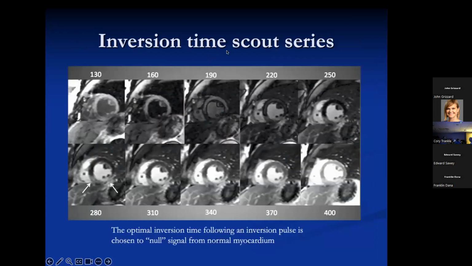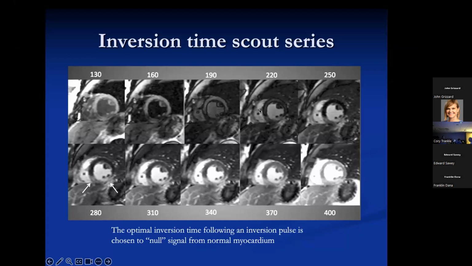So here's an inversion time scout series where we're acquiring different images at different inversion times. So here it is at 250. Notice early on, if you image too early, you have a lot of signal in the myocardium because it's so far below the zero crossing. And even here, you might think, well, that's diffuse enhancement of hypertrophic cardiomyopathy, or something like that. So it's better to be too late, right? If you're late, you can still see the infarct, but you don't get confused by normal myocardium here. These are all too late, but I would argue they're better than being too early like this.